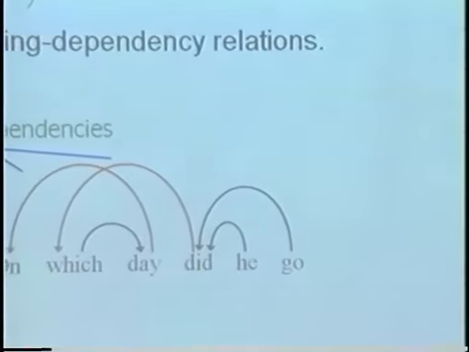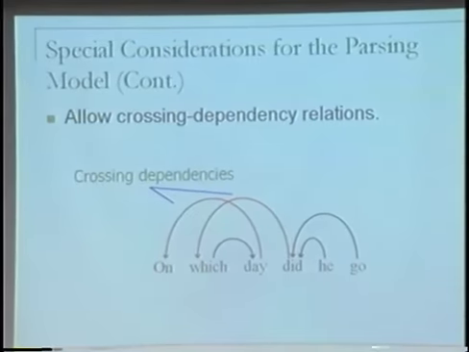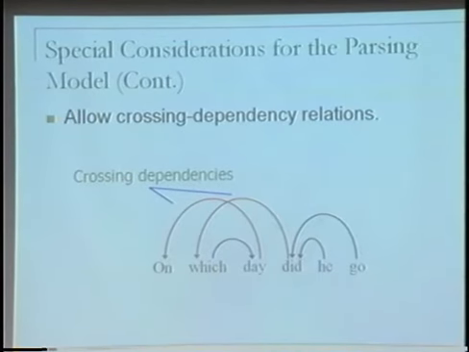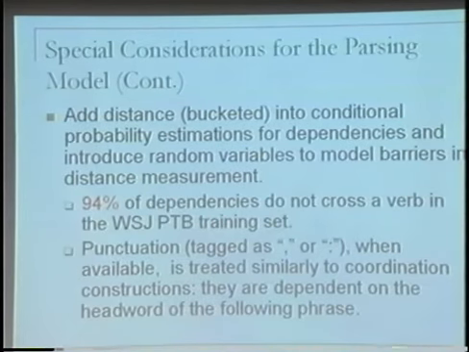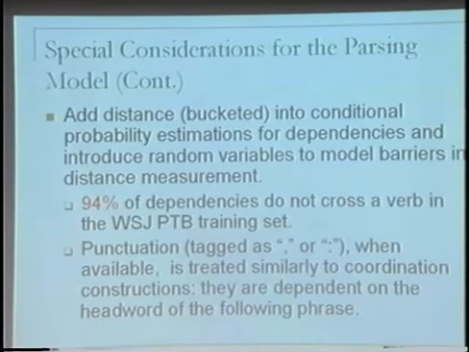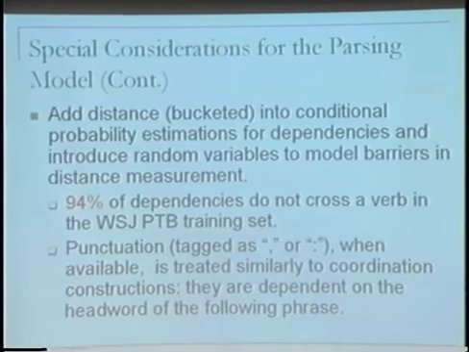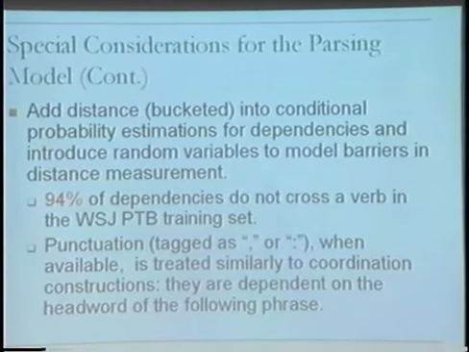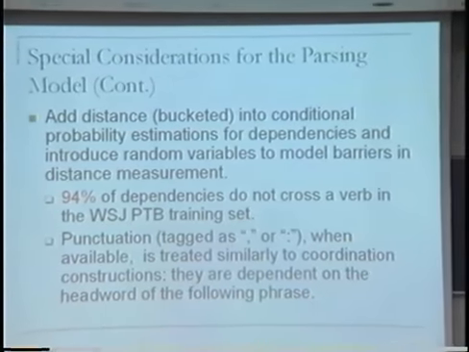Crossing dependencies occur when you have WH movement, because remember we have the verb point to the WH word, and in the case where you have a prepositional phrase, like in what country did you buy that, right? You point at what, and under those circumstances you'd have crossing links in terms of the dependencies. And you can actually learn when a crossing dependency is allowed versus not allowed. We also use distance in our model, and 94% of the dependencies don't cross a verb. They cross verbs when there's WH questions, but in Wall Street Journal Penn Treebank, there's not very many WH questions. And punctuation can help. Certainly if you're evaluating the text corpus, you want to use that information as well.